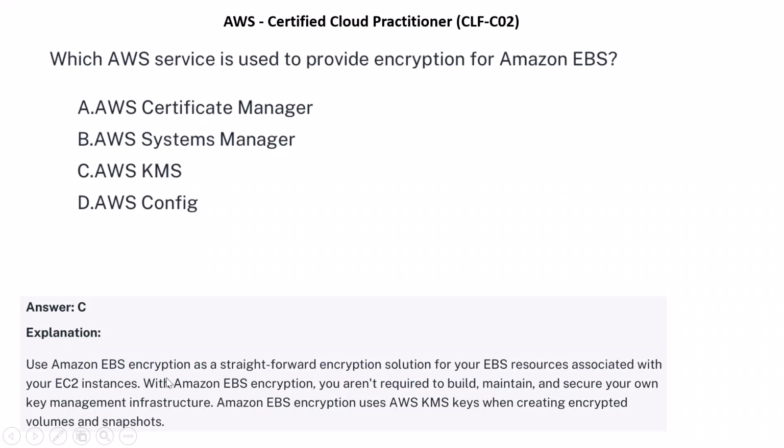Use Amazon EBS encryption as a straightforward encryption solution for your EBS resources associated with your EC2 instances. With Amazon EBS encryption, you are not required to build, maintain, and secure your own key management infrastructure. Amazon EBS encryption uses AWS KMS keys when creating encrypted volumes and snapshots.